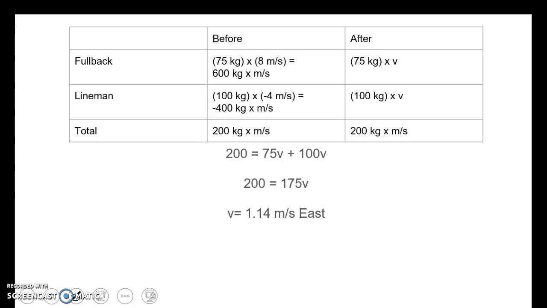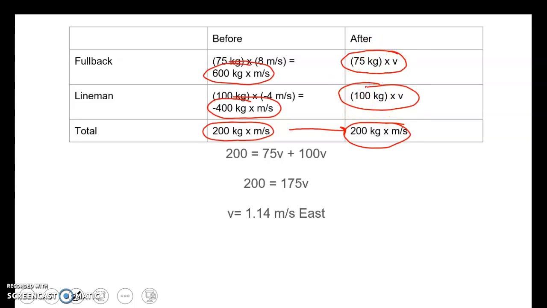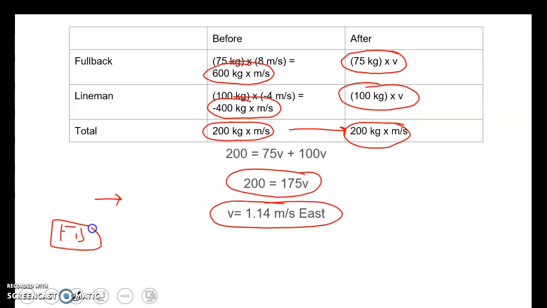I know that I have the fullback traveling with a momentum of 600, and the lineman traveling with the momentum of negative 400, which means my total momentum before the collision is 200. It will equal the same thing at the end, so I know it'll equal 200 at the end. Since they stick together, they have the same velocity, so 75v and 100v. We solve for v, and we get 1.14 meters per second east, which means the fullback pushed the lineman to the east, and it was positive direction.